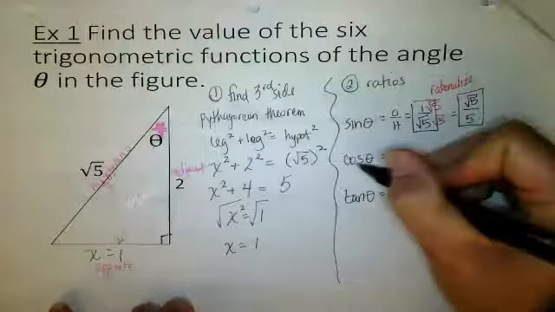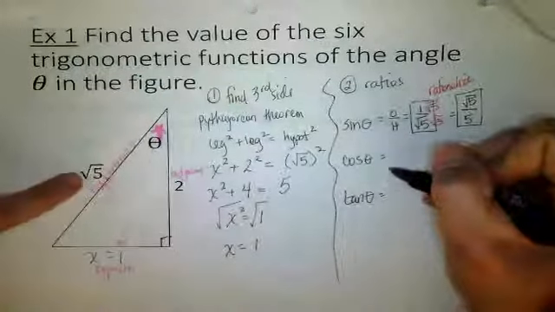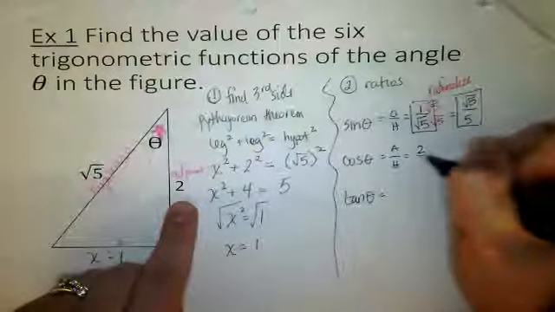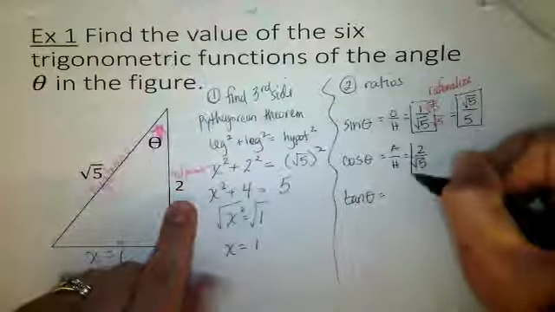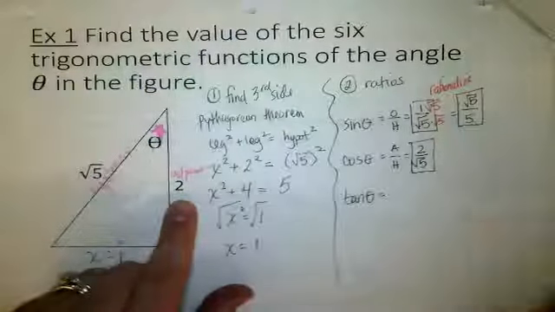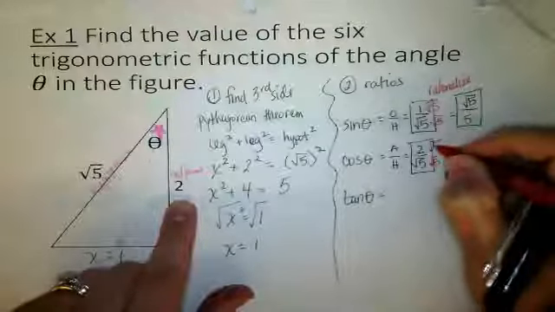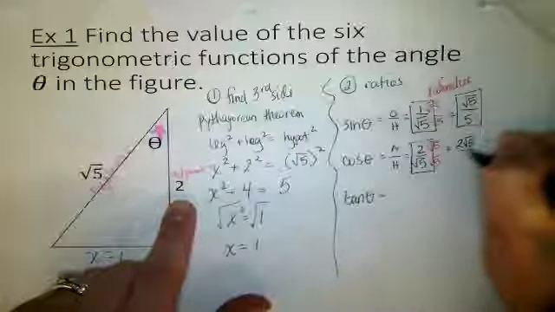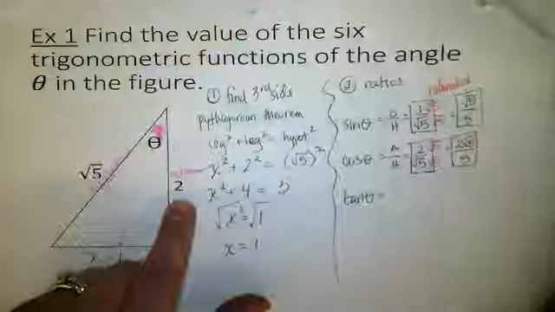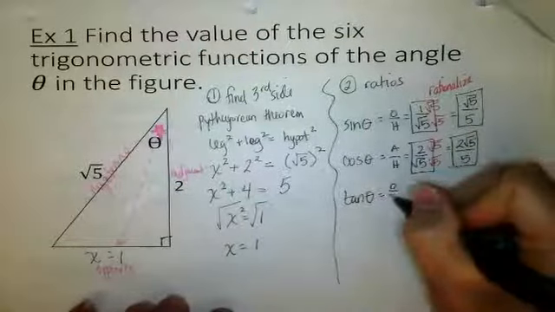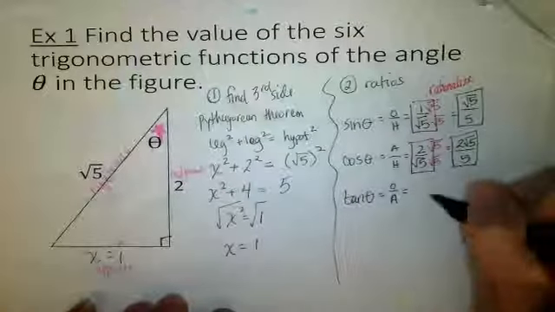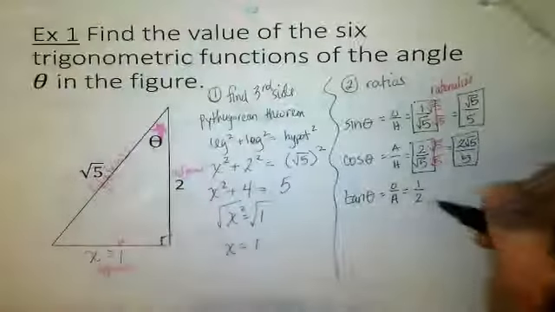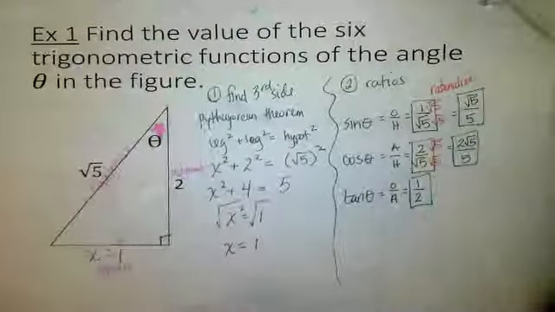Cosine, according to the angle, is adjacent over hypotenuse. So that's going to be 2 over radical 5, which you need to do what? Rationalize. So we're going to multiply top and bottom by radical 5. So I get 2 radical 5 over 5. Tangent is opposite over adjacent, TOA. So that's going to be opposite over adjacent, 1/2. And that one's good to go.